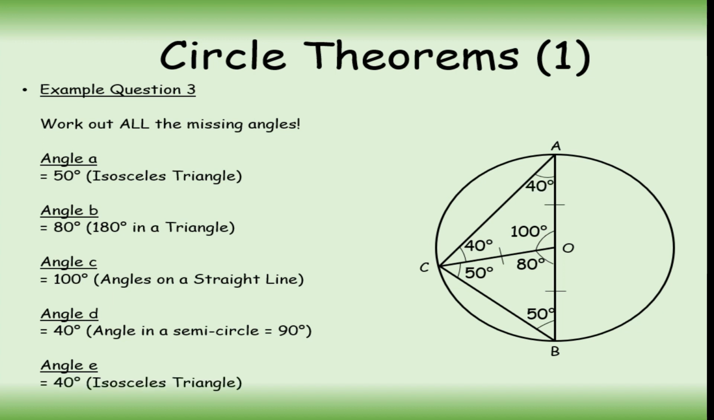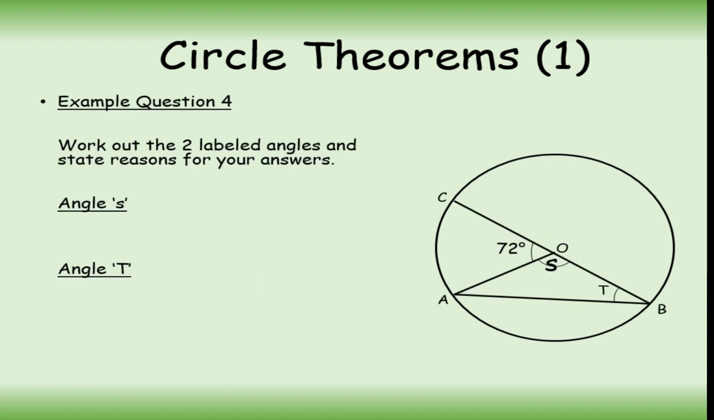Next example 4. Work out the two labeled angles and state reasons for your answers. Feel free to pause the video and then try it and come back to the video. But then we know that angles on a straight line are summing up to 180 degrees. So if I know this to be 72 degrees, then I'll take it out of 180, then I'll get x. So my x is 108.